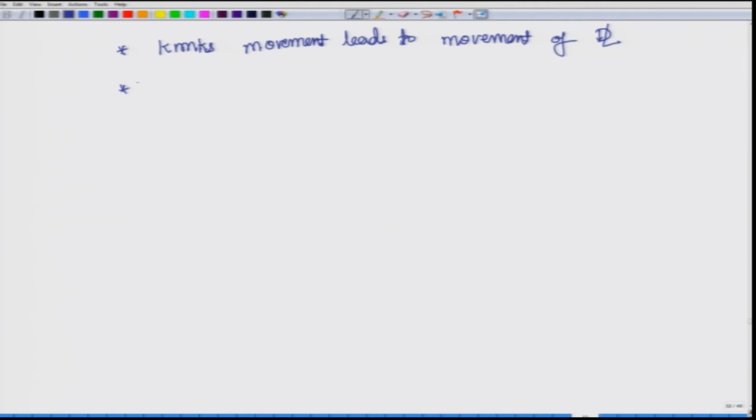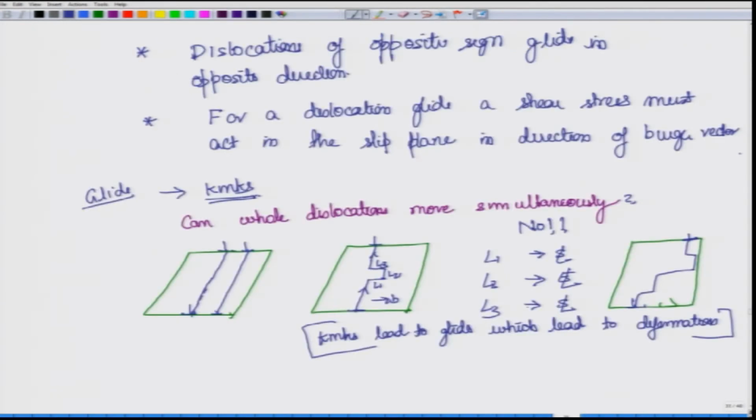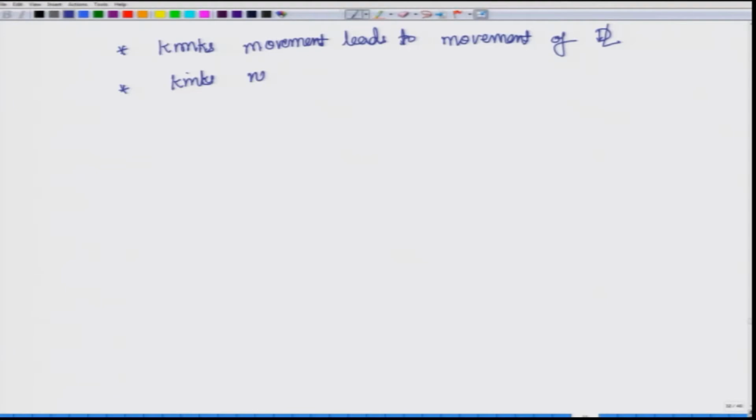Another thing that we will explain in more detail is that so far what we have seen is that kinks had sharp edges. If you look over here, the way we have drawn it is purely edge, purely screw, then pure edge, then pure screw. That need not be the case. We said earlier dislocations can have mixed character, even these kinks can have mixed character. So the kinks need not have sharp corners.